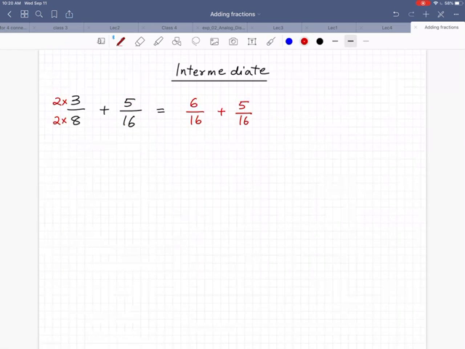Now we have an easy problem to solve, because now we have the common denominator 16 here, 16 here. So we can directly add the numerators by doing 6 plus 5, and the denominator for the answer is going to be 16. So this gives 11 over 16. Again, even this number, you cannot simplify it further, so we'll leave the result as is, 11 over 16.